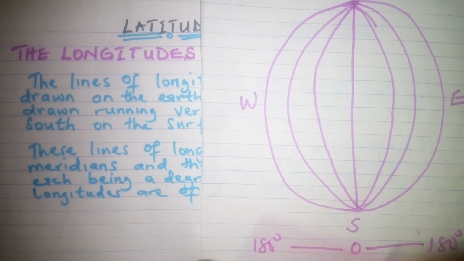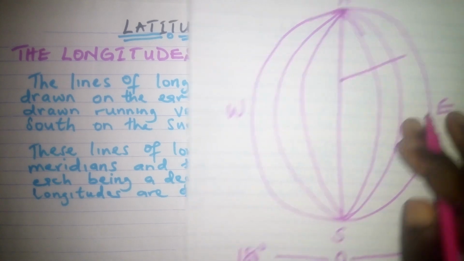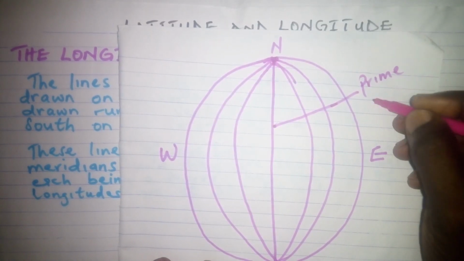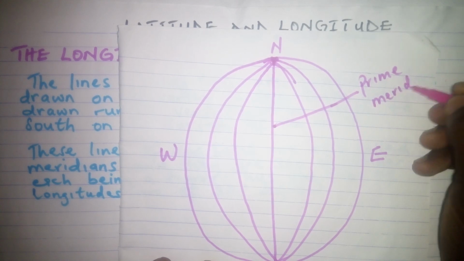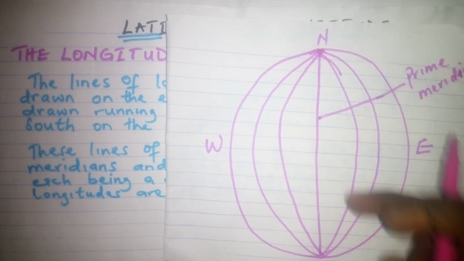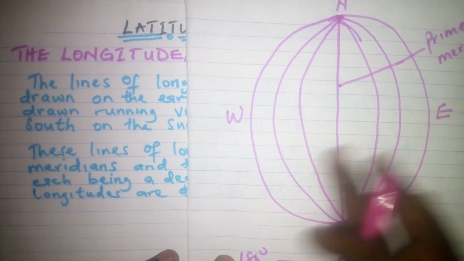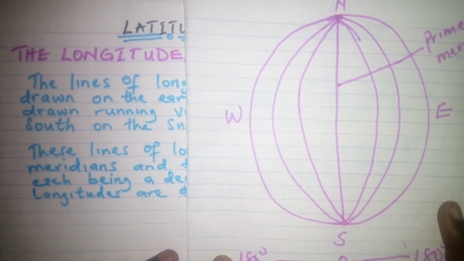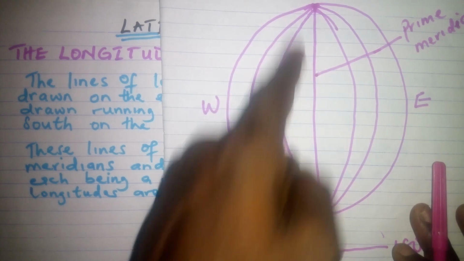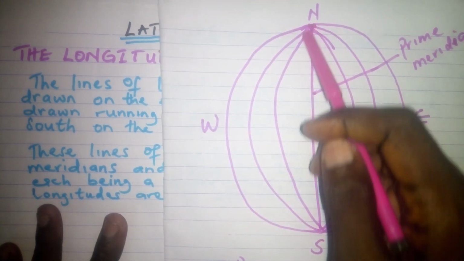Don't forget that the prime meridian, which is this line, let me even write that one out. This line here is the prime meridian. Don't forget that each line is a meridian, but this particular line that divides the whole 360 degrees, or the whole 360 lines, into 2, is the prime meridian. So the prime meridian is actually the 0 degrees out of all the 360 degrees there. So this is 0 degrees.